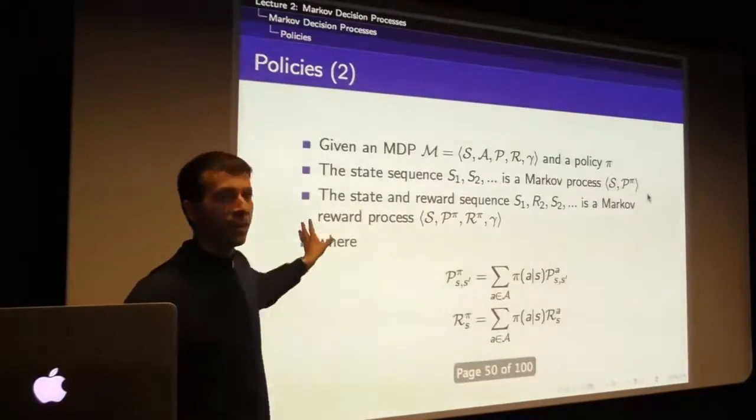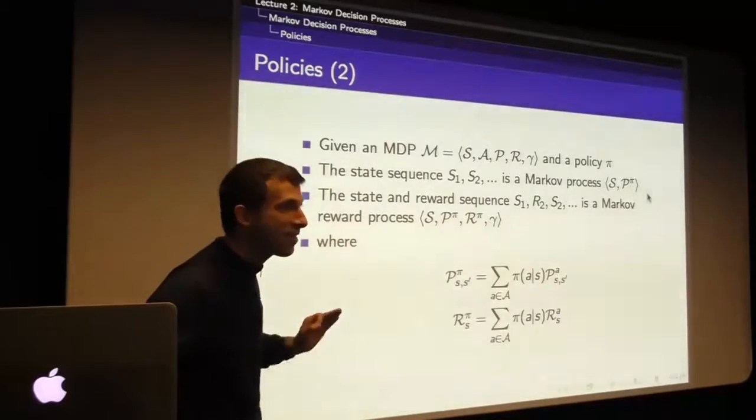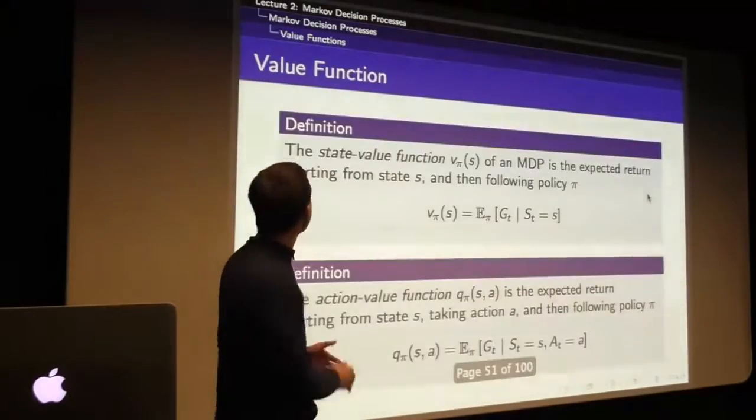This is just a useful point. It's not central, so you can come back to this and think about it offline if you like.